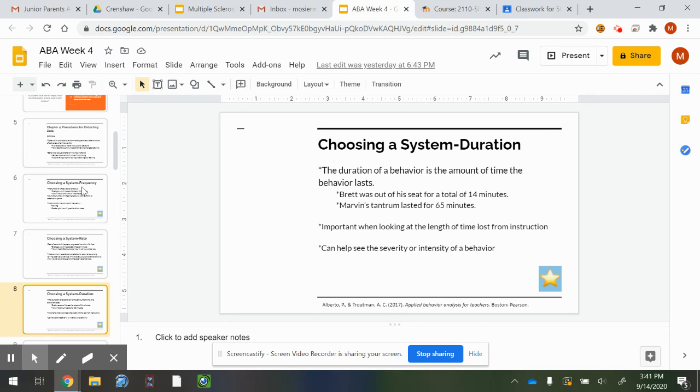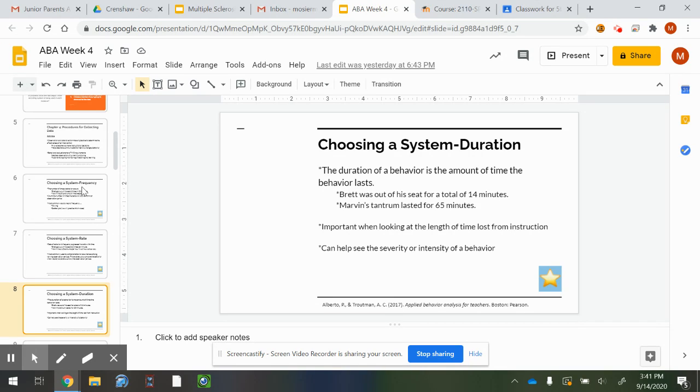The next one is duration. Duration is just the amount of time a behavior lasts. So Brett was out of his seat for a total of 14 minutes, or Marvin's tantrum lasted for 65 minutes. We see that this is more important when we're looking at the length of time lost from instruction.